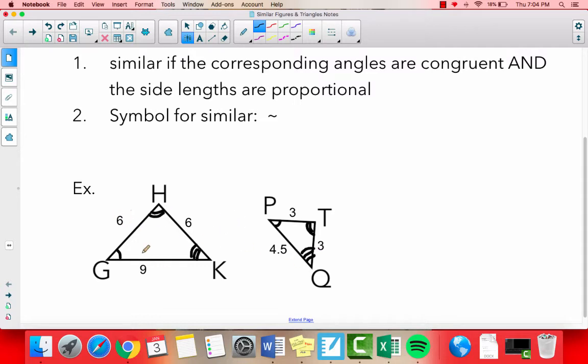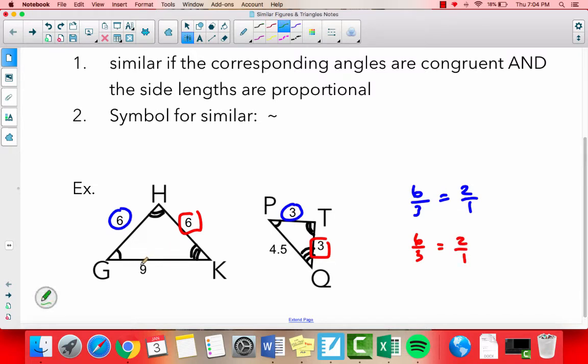Then we can look at our side lengths. So we want to match up sides. So GH is going to go with PT. I'm going to write that as a ratio. Remember, ratios are fractions, so 6/3, which reduces to 2/1. Then I'll do the same thing with HK and TQ. That's 6/3, which reduces to 2/1.